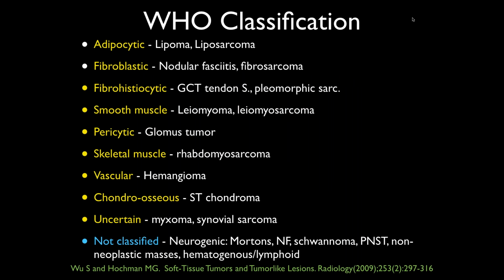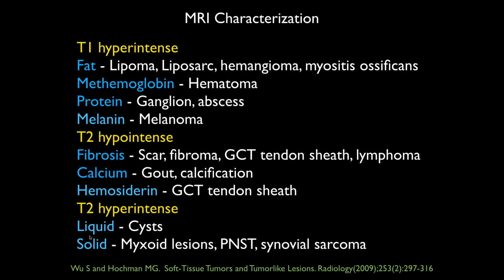So the World Health Organization classification of soft tissue tumors are lipid type tumors, fibroblastic, fibrohistiocytic, smooth muscle, parasitic, skeletal muscle, vascular, chondroosseous, uncertain etiology, and then there's some non-classified tumors that we'll talk about as well. When you try to characterize masses with MR, it's relatively straightforward. You've all been doing this for years.